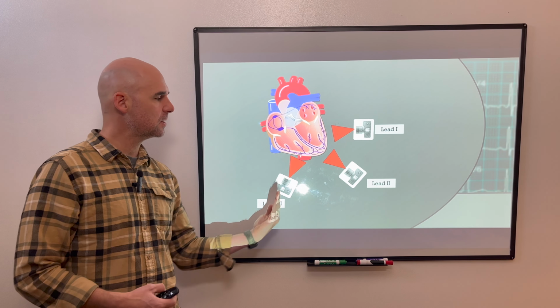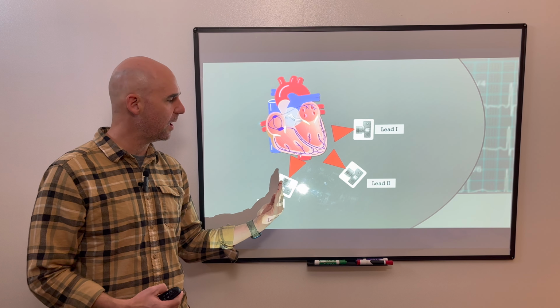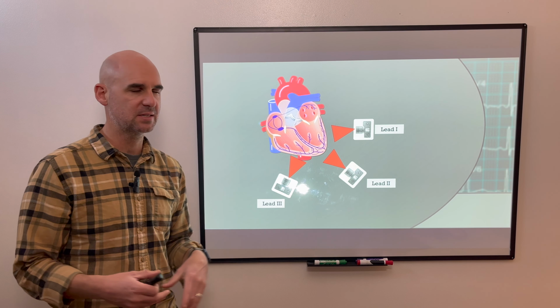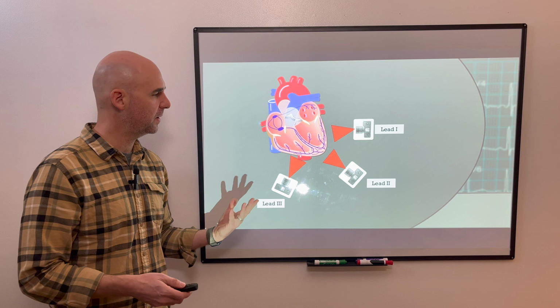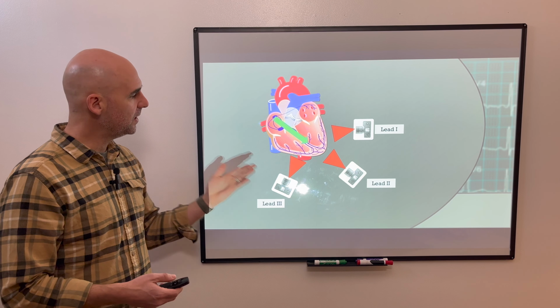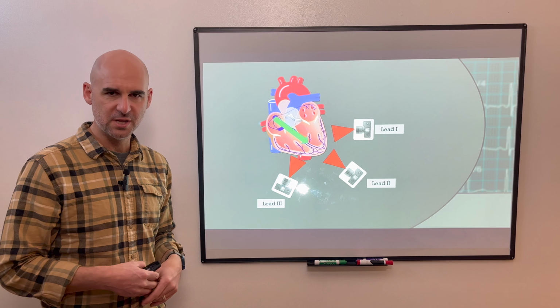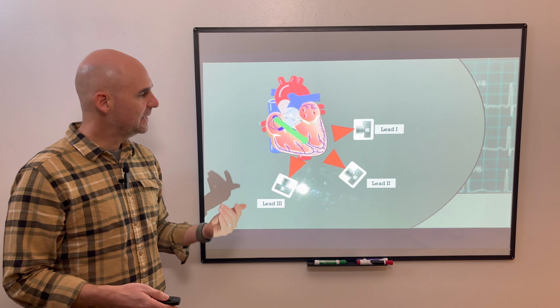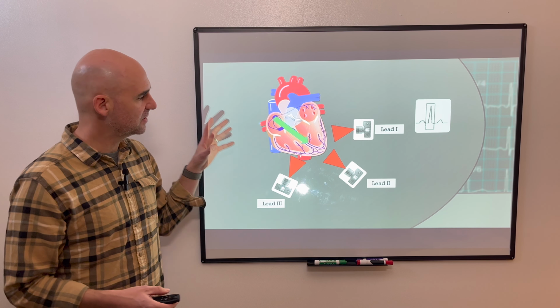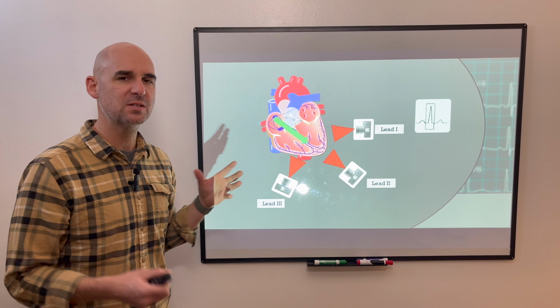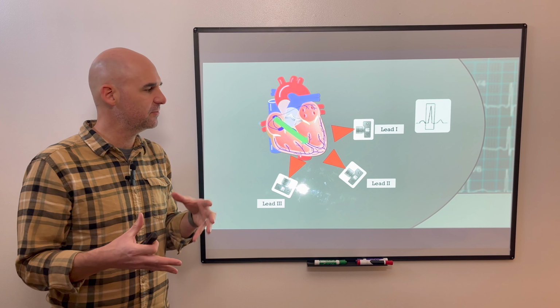And then lead 3 is also looking straight up from below as well, okay? It's hard to exactly see that in a three-dimensional model, but it is. And so if we apply our normal depolarization wave, lead 1 is going to be positive, even though it's not moving directly toward it, it's moving in the general direction of lead 1.